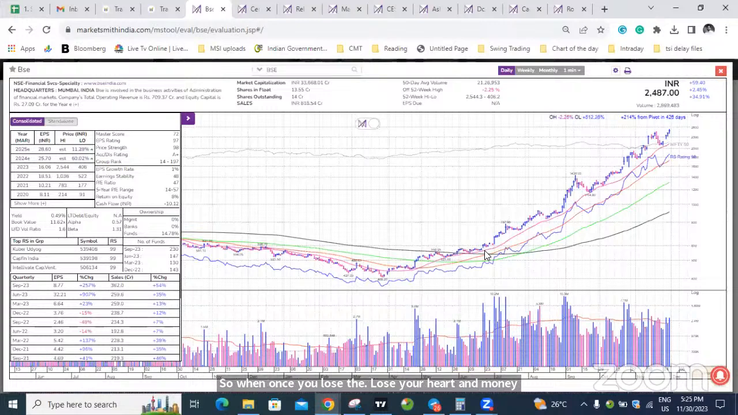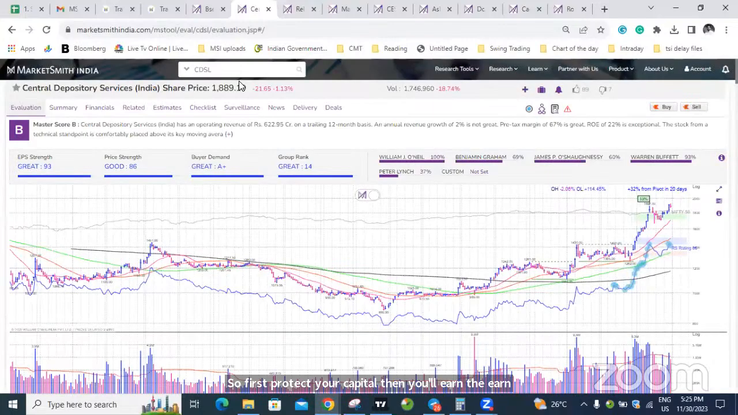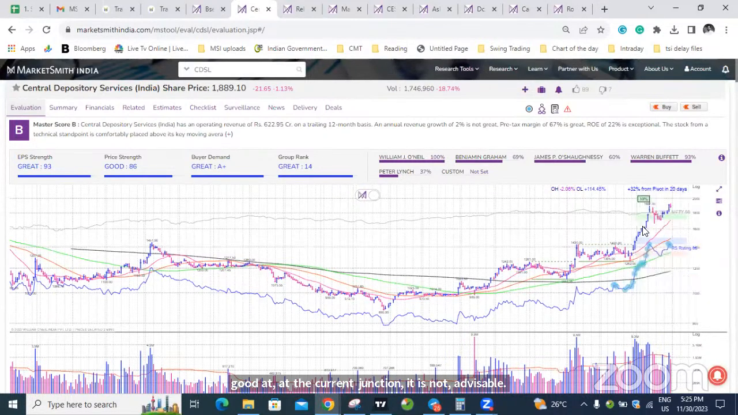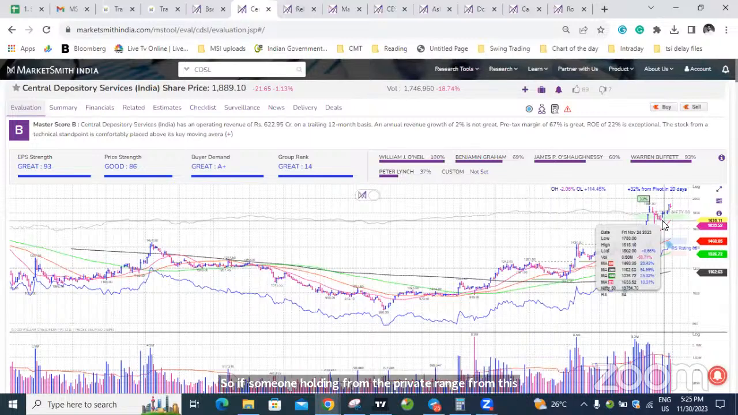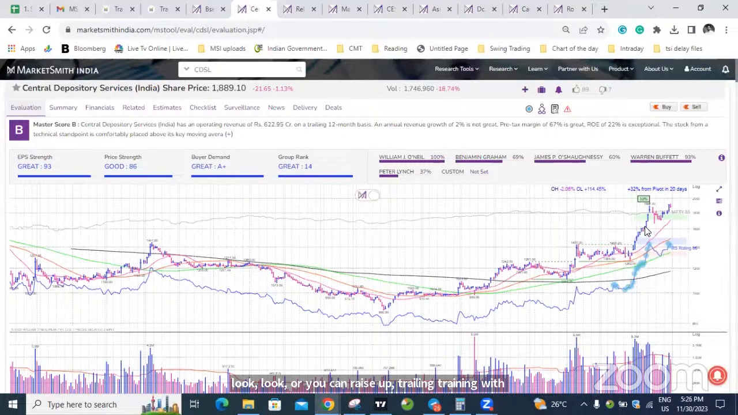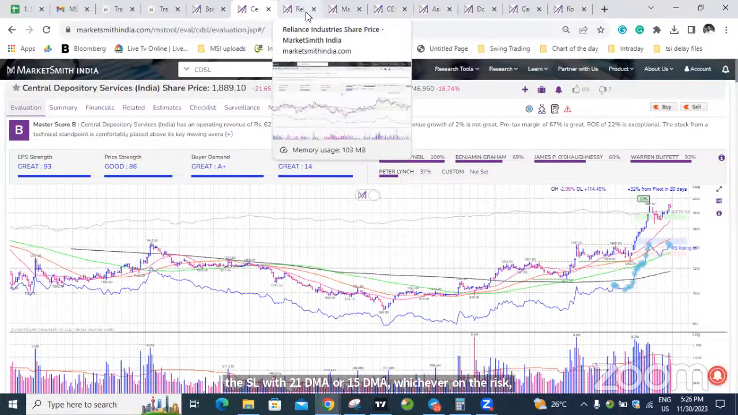So first protect your capital, then you will earn slowly, and gradually capital appreciation will happen. That's the reason he applied this 6 rules formula. And CDSL is the same case: fundamentally very good, but buying at the current juncture is not advisable. If someone is holding from the pivot range, they can look at booking a partial profit, or raise the trailing stop loss to the 21 DMA or 50 DMA, whichever risk is favorable. But at the current juncture, a fresh position can be avoided.